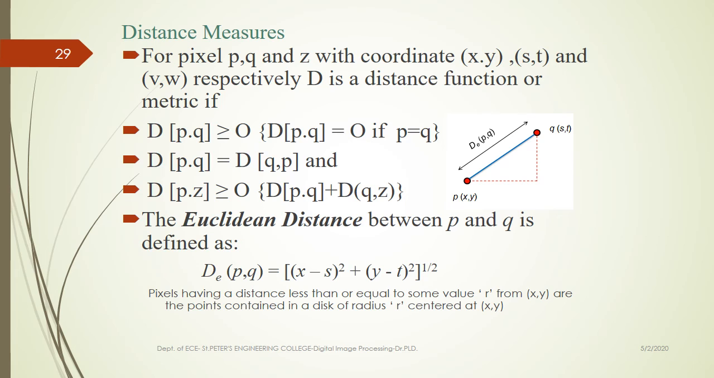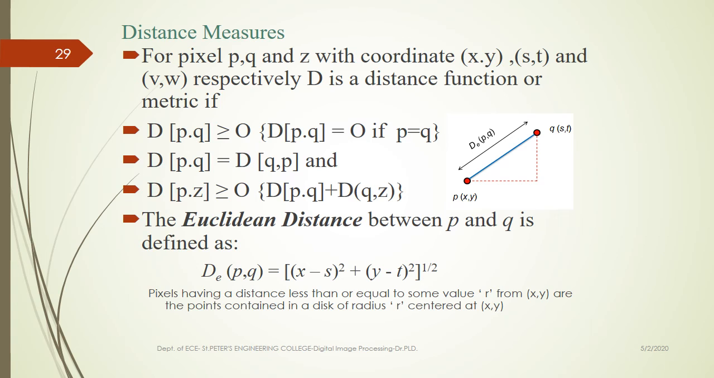Also, D(P,Q) equals D(Q,P), meaning the distance between the two pixels from here to there and from there to here is the same. Then D(P,Z) is less than or equal to D(P,Q) plus D(Q,Z). If the sum of the distance from P to Q and Q to Z equals D(P,Z), the relation lies between these three pixels in a triangular form.